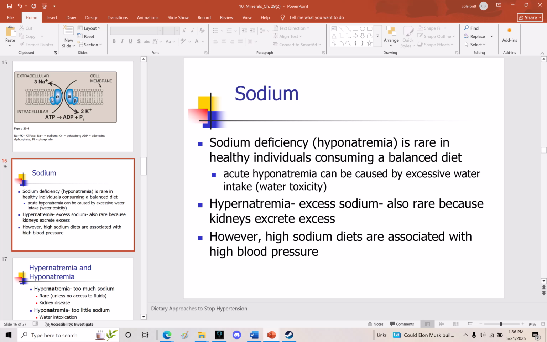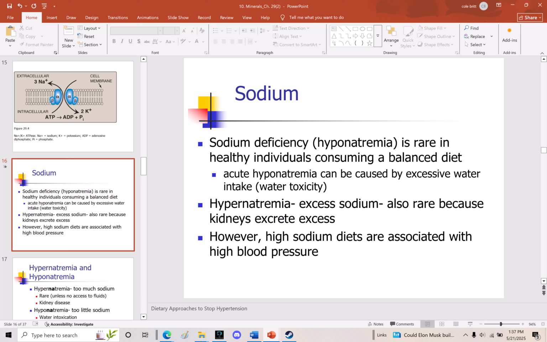There's lots of reasons to drink lots of water. But excess water will cause water toxicity, which is hyponatremia. So hyponatremia is caused by water toxicity. It also was a hazing incident. This has happened a couple of times.